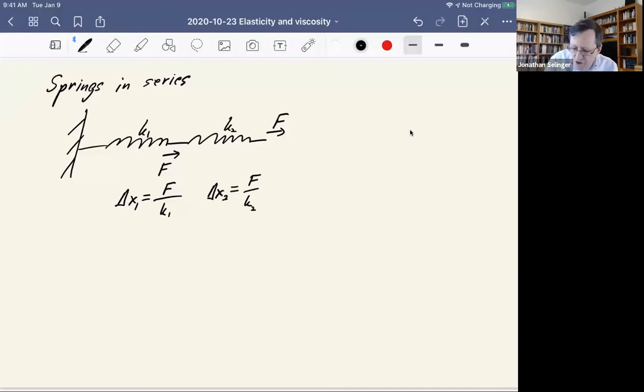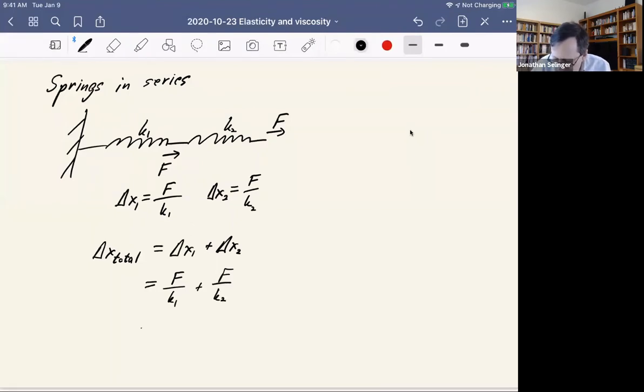Then there is a total extension, right? The total extension is the extension of spring 1 plus the extension of spring 2. So delta x total is delta x1 plus delta x2. So it's F divided by K1 plus F divided by K2. So it is 1 over K1 plus 1 over K2 times F.